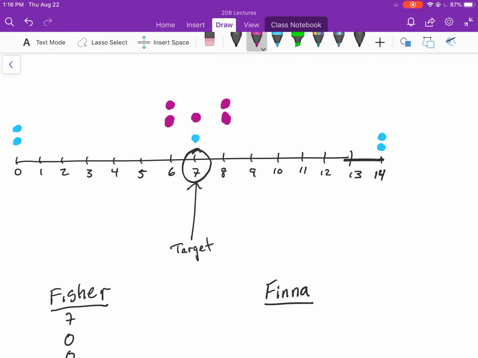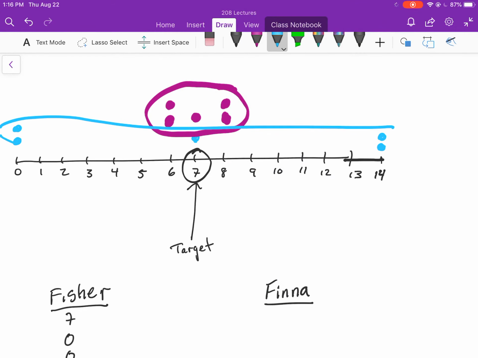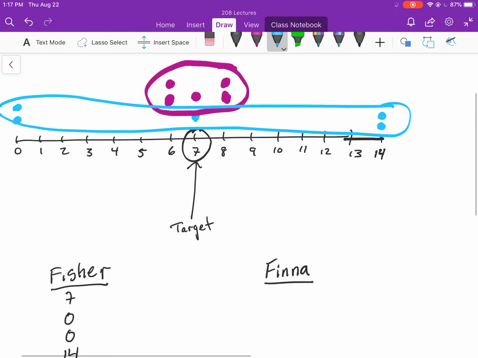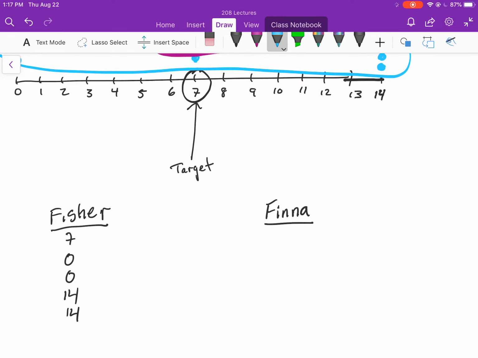Now, you can clearly see that Finna has made a much smaller collection of points. And Fisher's collection of points is really a lot larger, right? It's spread all over this area. But we need a quantitative way to measure this. And so if you're going to measure this to determine the winner of the accuracy, let's go ahead and write down Finna's score as being 7, 8, 8, 6, 6.